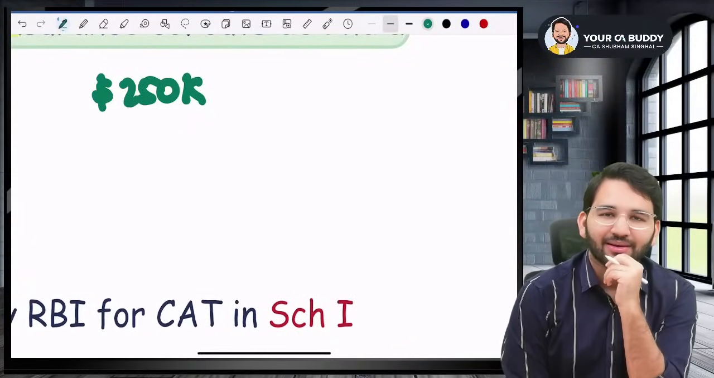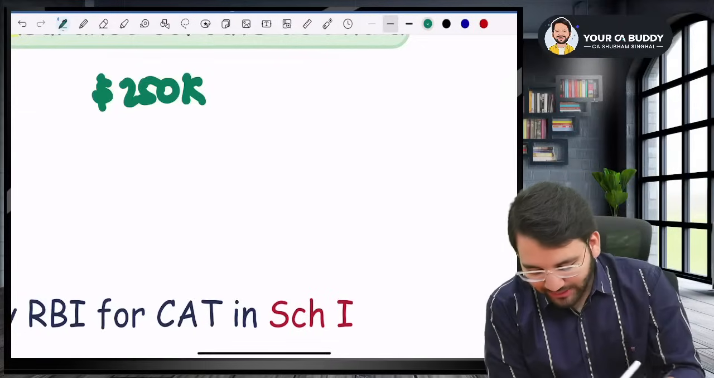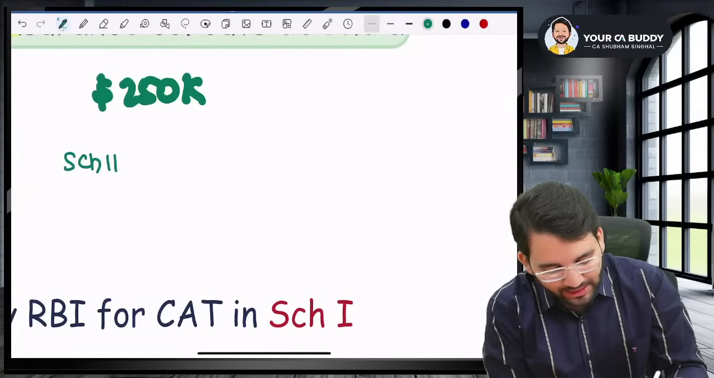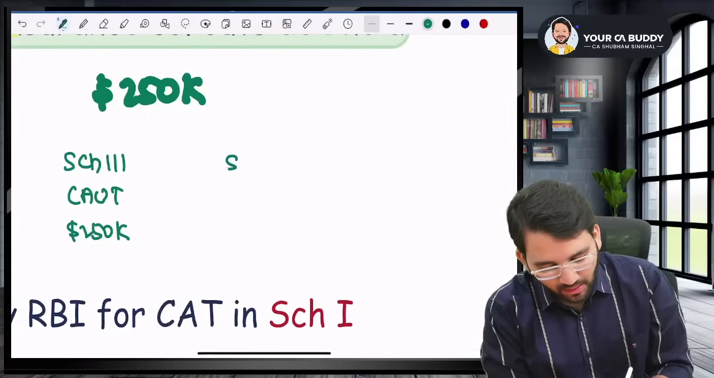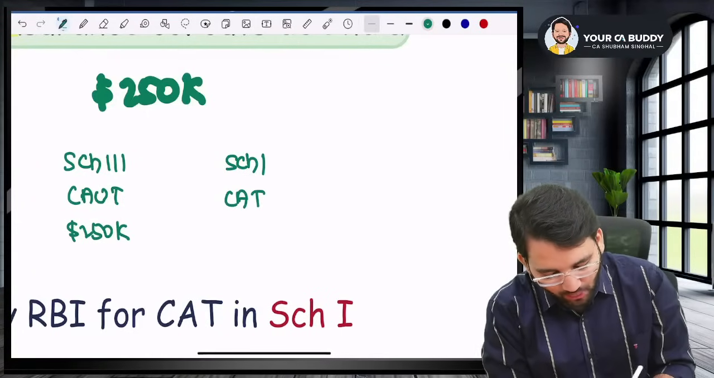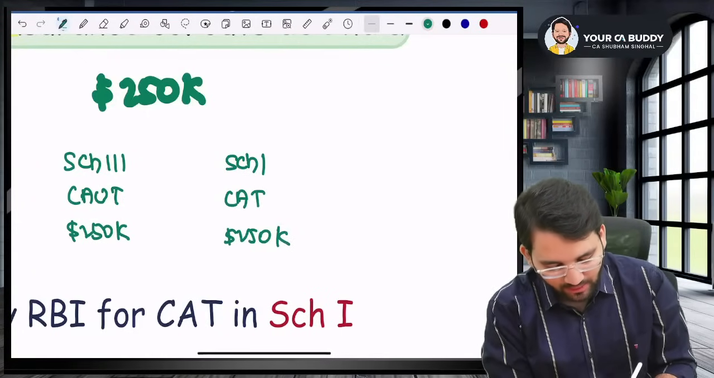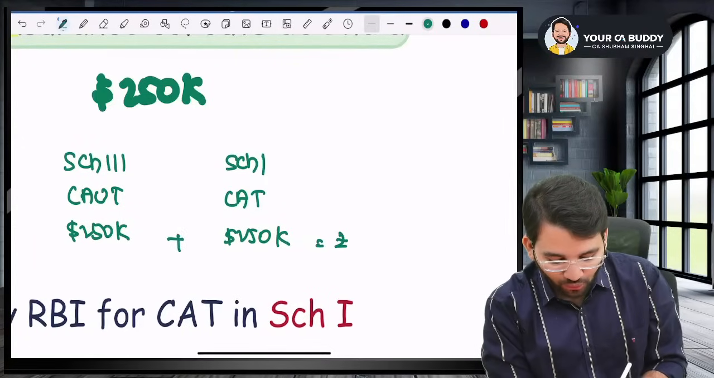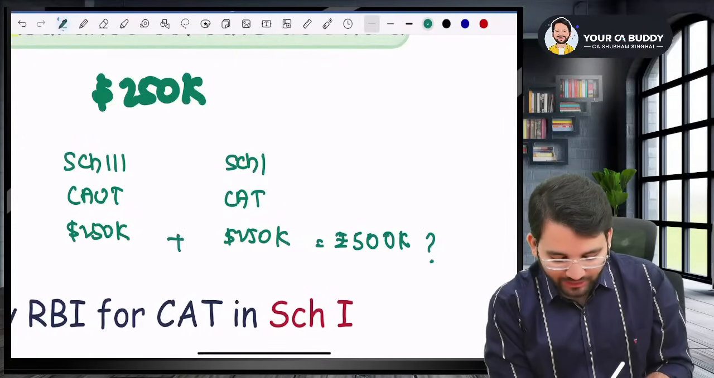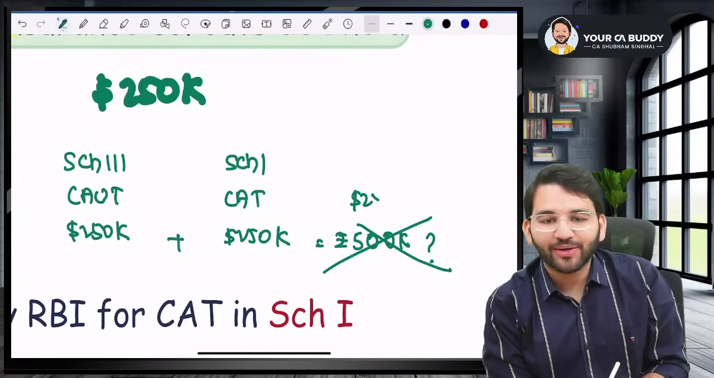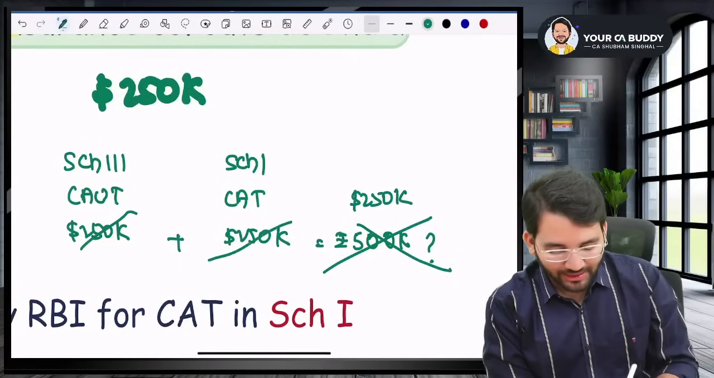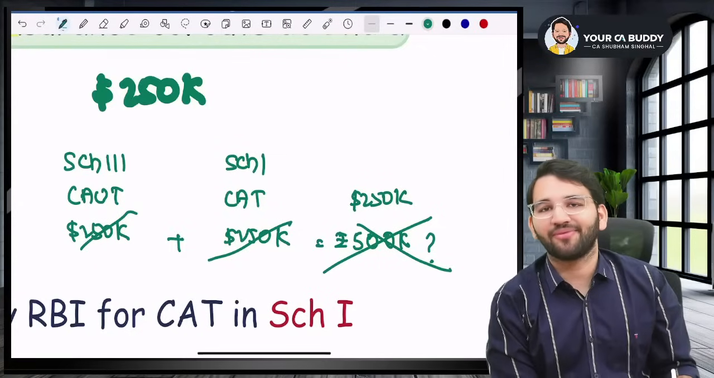$250,000. Sir, so what are you saying? You are saying that for Schedule 3 of current account transactions, there was a limit of 250,000. For Schedule 1 of capital account transactions, there is a limit of 250,000. So you are saying the total limit is 500k. So the answer is no. The total limit is only 250k. It is not each. The total limit is only 250k.